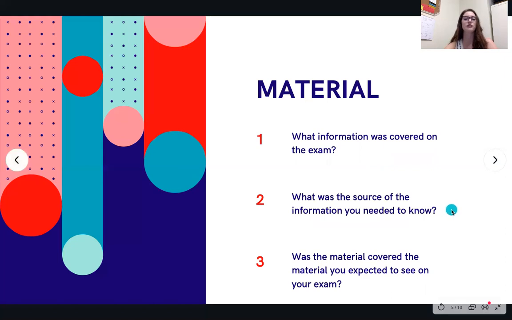This tells you when you're studying for your next exam where you need to be looking at information from to make sure that you're catching everything that you could possibly be tested on. And then lastly, you want to see, was the information that you were tested on the material you expected to see? And if it wasn't, think about why that is. Did you fully prepare for the test? Are you missing something that you're not sure about and you need to ask a professor? This is a good time to self reflect and think about what you can do to be fully successful for the next test.